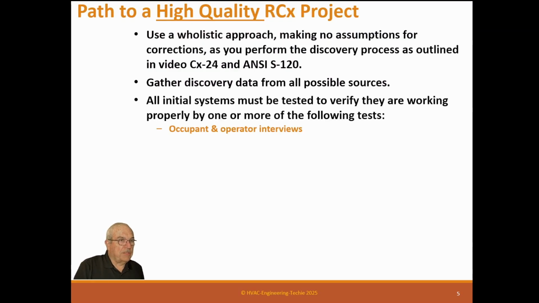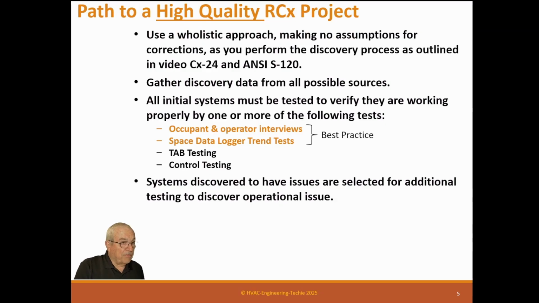Initial systems must be tested by one of these following ways. Occupant and operator interviews: as you walk around and talk to people, they know if they're happy or not. Space data loggers is the easiest way to tell what the space is doing. And it's actually best practice to do both of them, not just one of them, but those two, at a minimum, are the two you should do. You can do TAB testing, as found testing. You can do control testing, point-to-point testing. And to be quite frank, you're going to end up doing those before this is all over anyway. So a lot of times it's just better to get it out of the way.